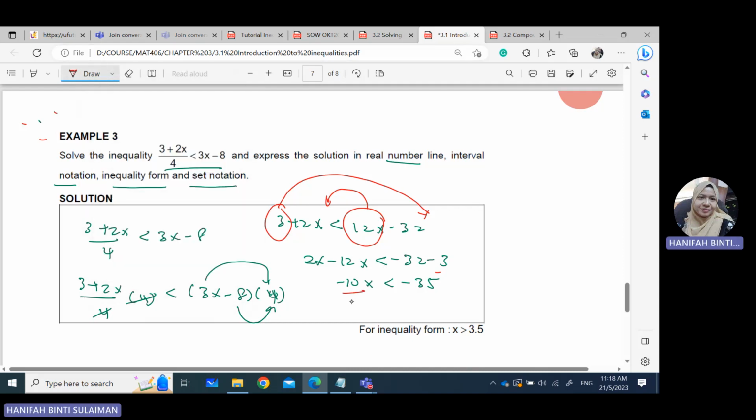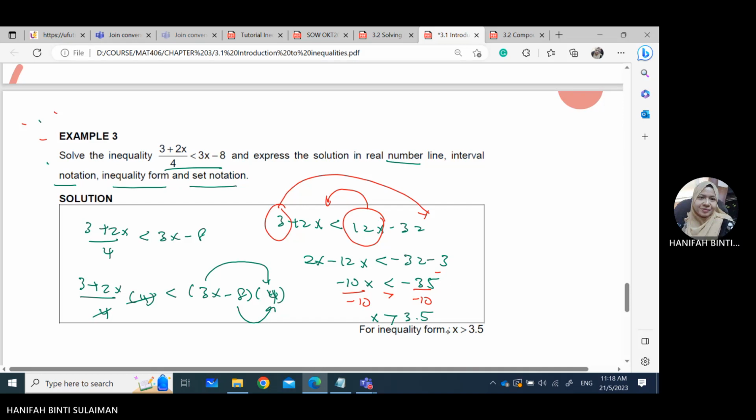Bahagikan dengan negative 10. So this one akan change to the greater than. So this one pun kita bahagikan dengan negative 10. Okay, so x is greater than 3.5. Negative 35 over negative 10, kita akan dapat 3.5. Okay, kalau tak sure boleh tekan calculator. So therefore the answer here is x greater than 3.5.